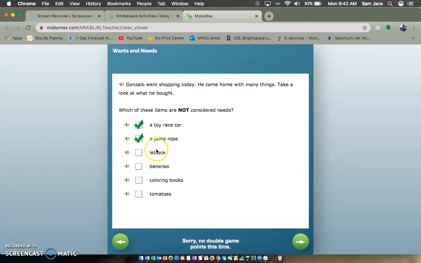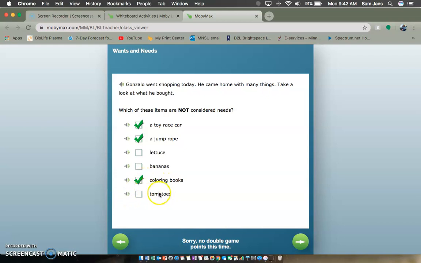Lettuce. Well, lettuce is a food, and I do remember food being one of the 4 main needs for human survival. So I do think lettuce is going to be a good one to keep. How about bananas? Well, bananas are also a food with lettuce, so we'll probably keep bananas too. Coloring book? Does Gonzalo need a coloring book to survive and go throughout his everyday life? Probably not. He doesn't need a coloring book. He may want one, but he doesn't need one.